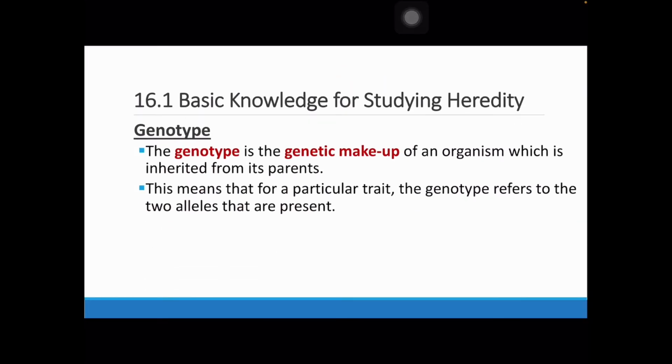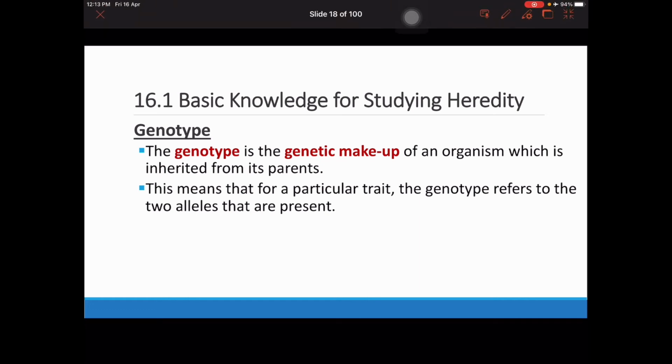So we're going to explore two more new terms. One is called genotype, and one is called phenotype, right? Genotype, as the name suggests, tells you the type of gene that is inside the person. So it's actually referring to the genetic makeup of the organism. So what exactly did this person receive from the parents?